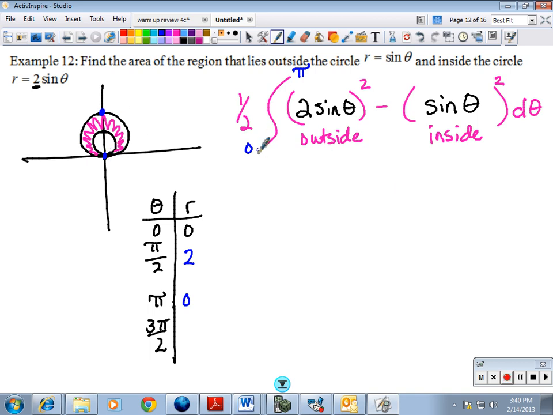So it's simply 1/2 the integral from 0 to pi of (2 sine theta) squared minus (sine theta) squared d theta. And I'll just trust that you can type that in your calculator on your own. I'm not going to take the time to do that again, because setting it up is the hardest part. I feel like typing it in your calculator is the easy part.